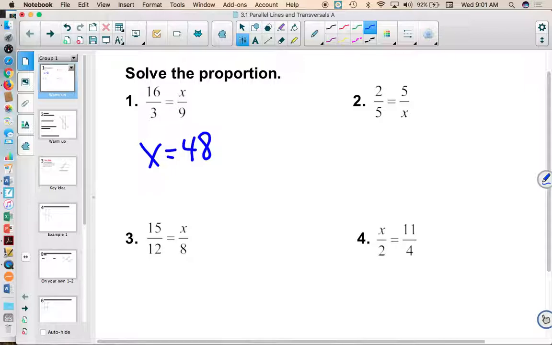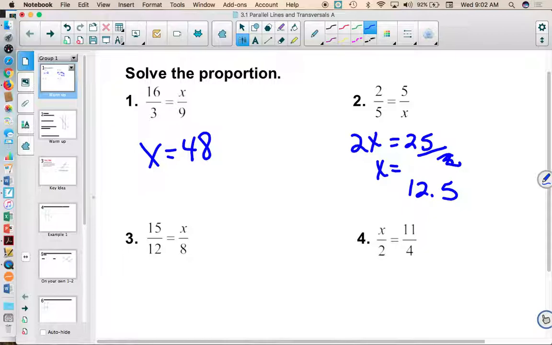Well, I did 5 times 5, and then I divided that by 2. So you cross multiplied there, and x equals 25 divided by 2, or 12.5. Absolutely correct. That is the way to do that one.